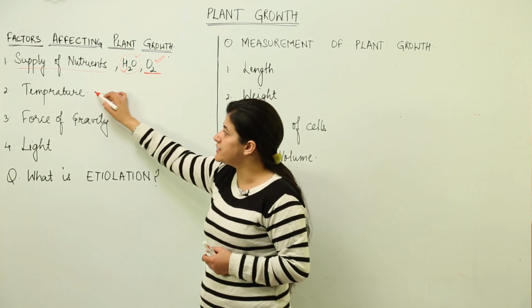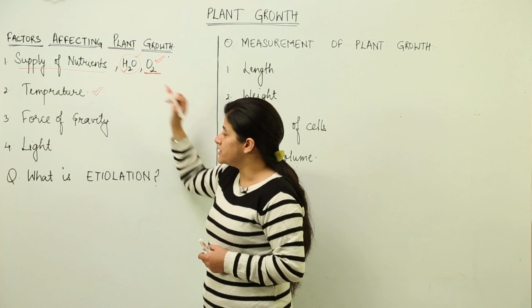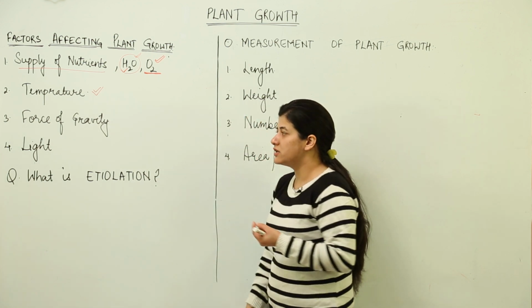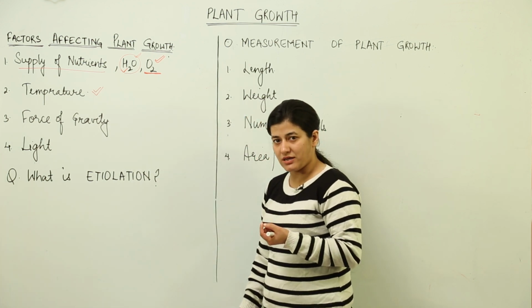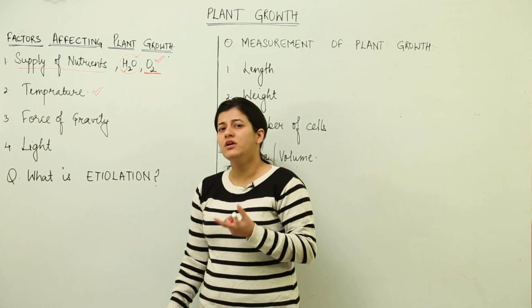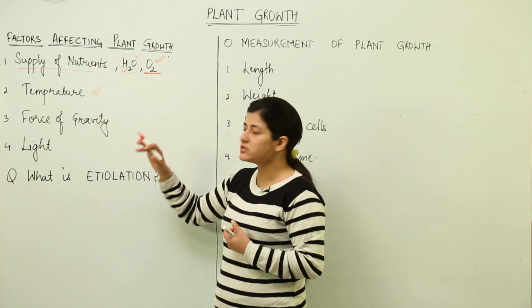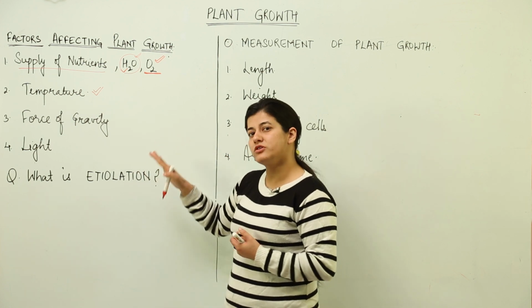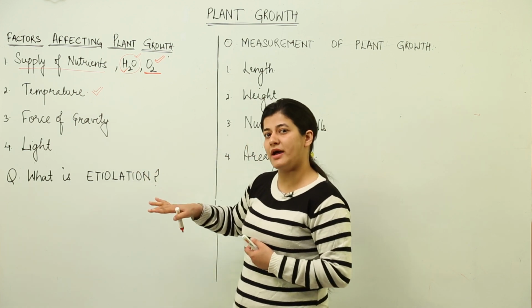Now the next one is temperature. How important is temperature? We know that an increase of 1 degree Celsius in our body temperature can result in convulsions, fever, and decreased efficiency. So it is in the case of plants as well, because plant cells are also enzymatically driven.